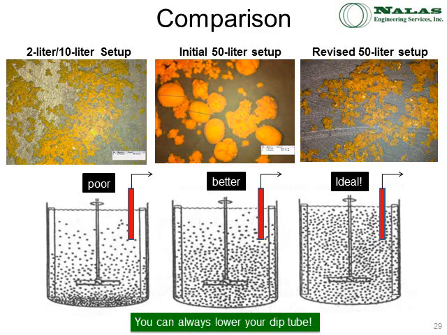We can see that when we start off, the morphology and particle size, just from the photograph here, looks very consistent with the 50 liter setup. The revised 50 liter setup looks very comparable to the 2 liter setup, and looks nothing like the initial 50 liter setup. So we were very happy. Another thing I wanted to point out here is that when you're using dip tubes, if you don't have good dispersion, you can always lower that dip tube to try and get to the more dispersed materials, but that's not something we had to rely on with this particular project.